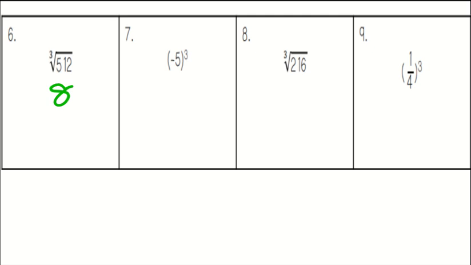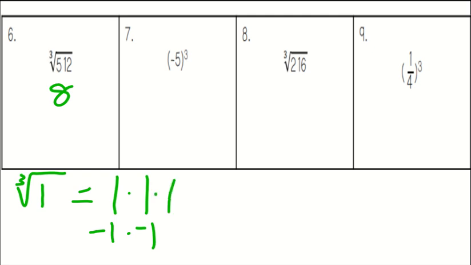I'm going to use ones to show you why, okay? So for the square root of 1, if I had 1 times 1, that's positive 1. If I had negative 1 times negative 1, negative times negative makes it a positive, right? That's why both of them could be the square root of 1. If it's the cube root, if I do 1 times 1 times 1, that's still 1, right?